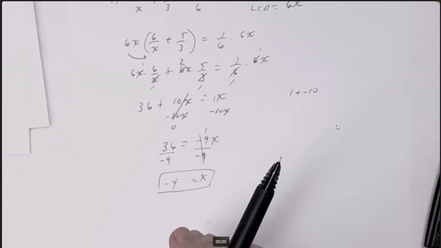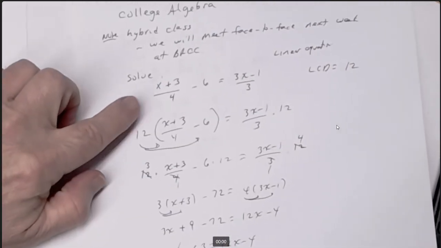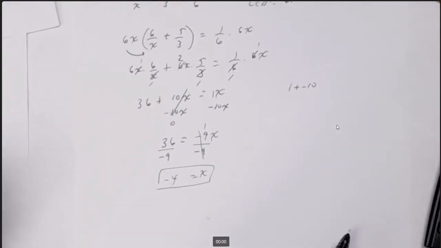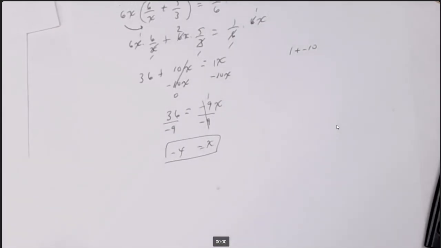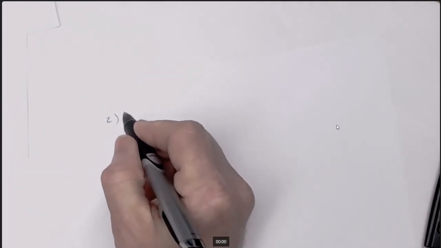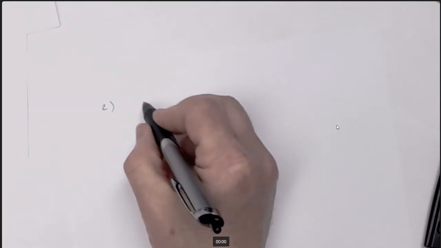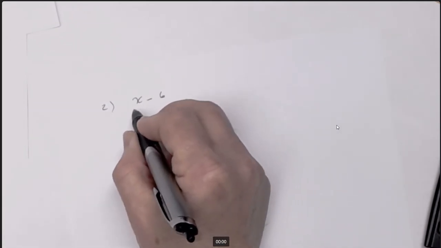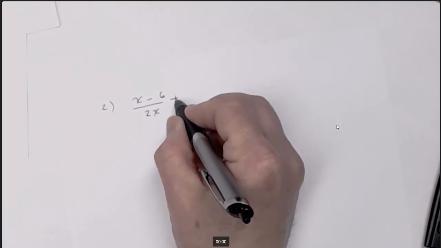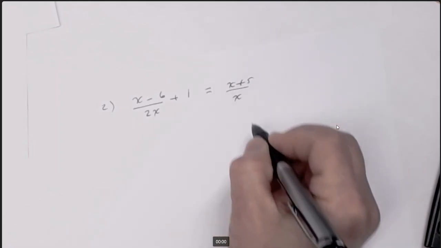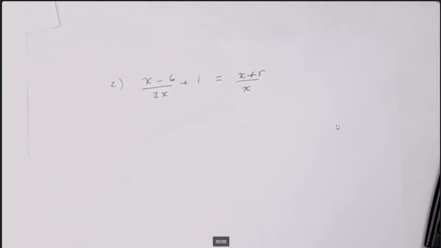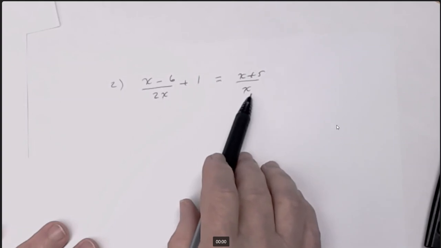All right, let's look at this one. I'm going to need another page for this one. So let's look at number 2. You have x minus 6 divided by 2x plus 1 equals x plus 5 divided by x. All right, so notice I have this rational equation. It is rational because I have variables in the denominator. But I also have fractions. I see some fractions here, so I have to find the least common denominator.